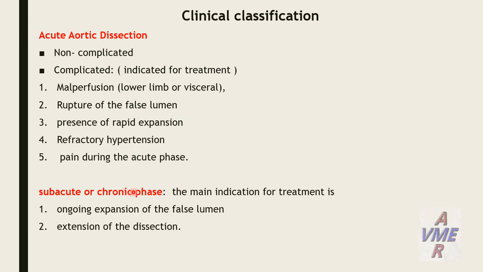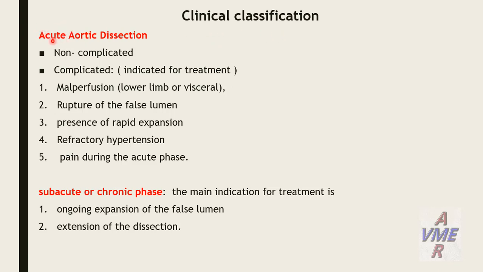In the subacute or chronic phase, the main indication for treatment is complication, and the complications in the chronic phase are in the form of ongoing expansion of the false lumen and extension of the dissection. So the first classification was the anatomical classification, Stanford and DeBakey. Another classification is the clinical classification.